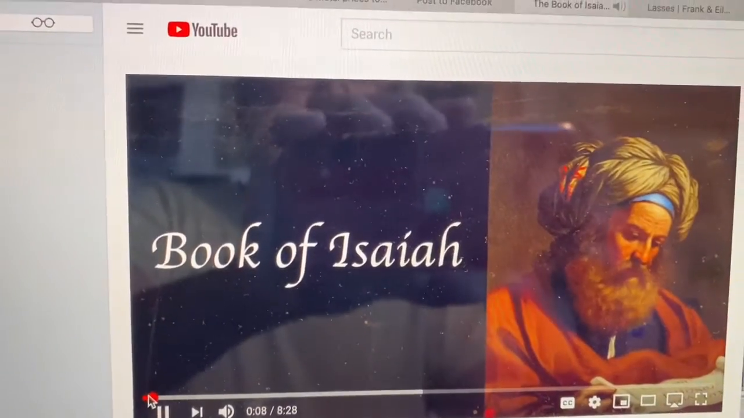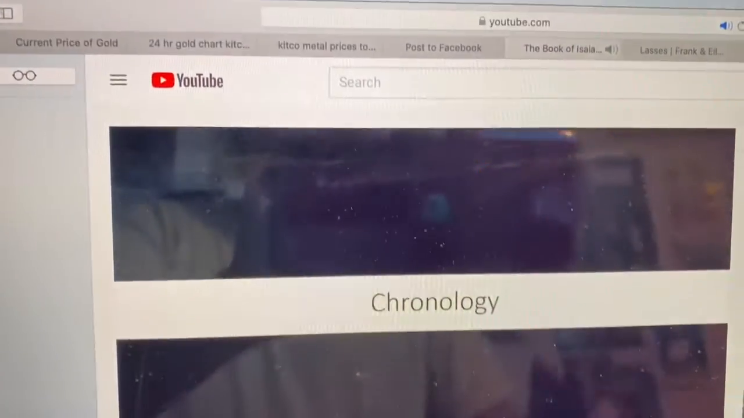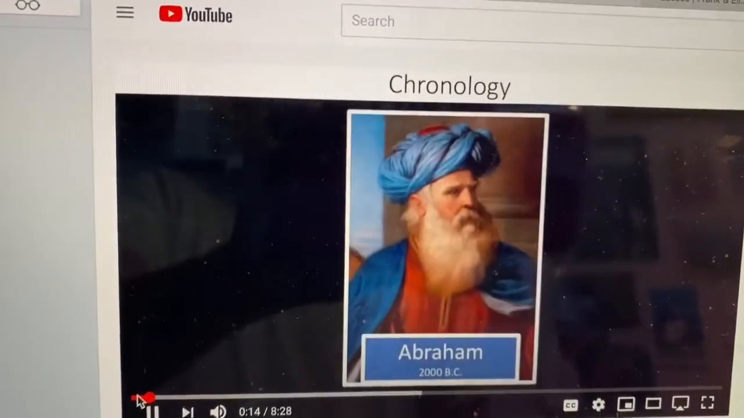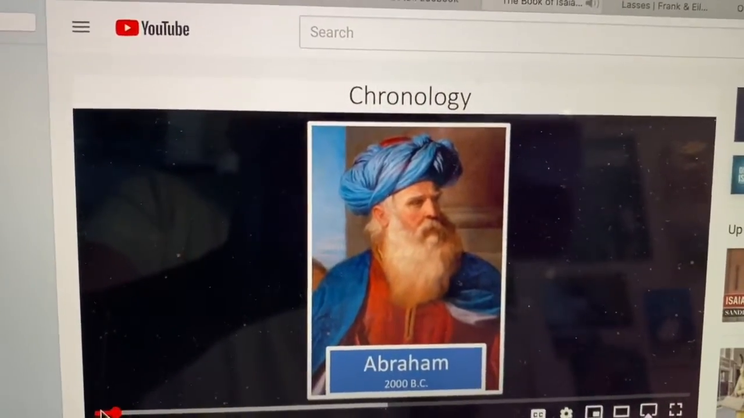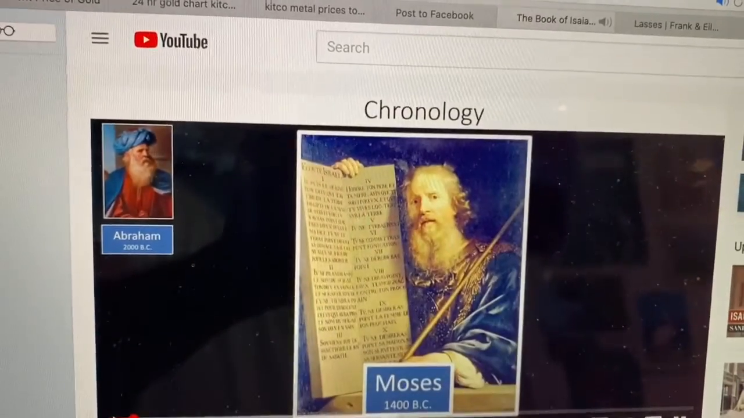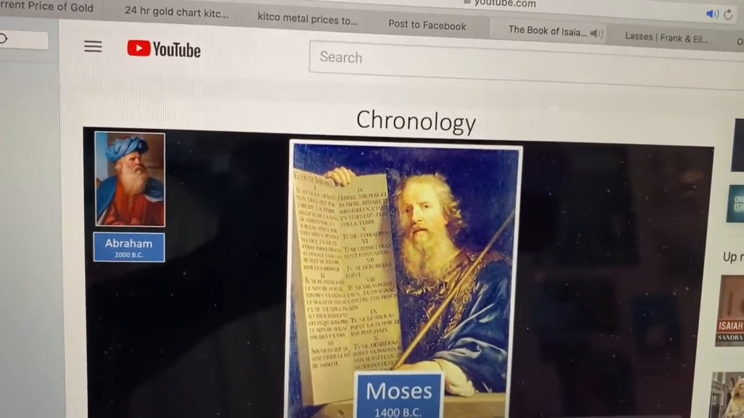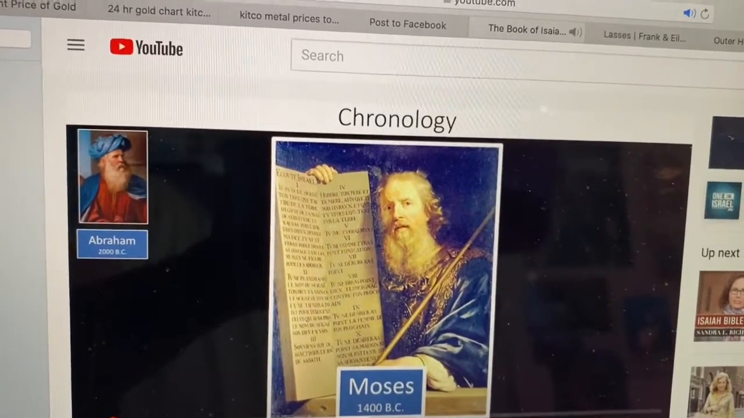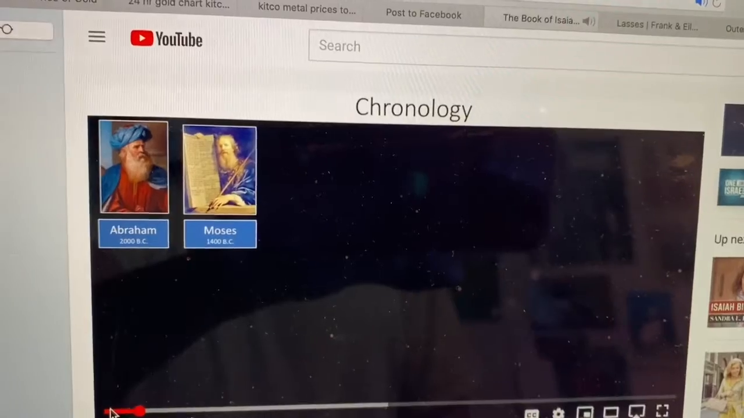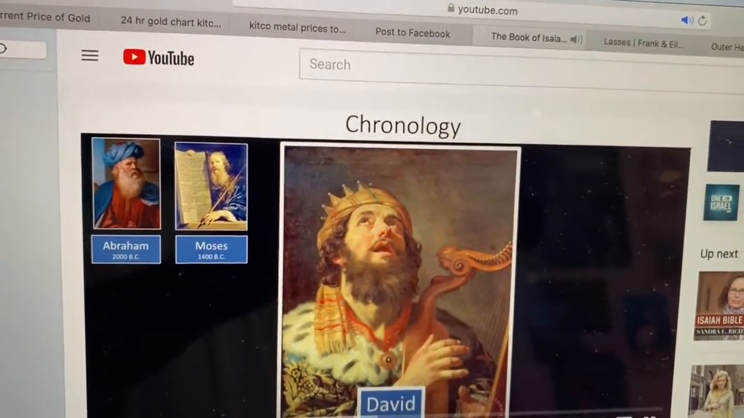Now, in order to do this, we need to go through a brief overview of Israelite chronology. So, in round numbers, Abraham should be located about 2000 BC. 600 years later, in about 1400 BC, we have Moses and the Exodus. Scholars do argue about the date of Moses and the Exodus, so take that date with a grain of salt. And then about 1000 BC, we have the reign of King David.